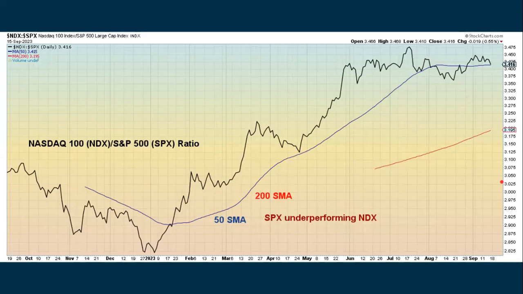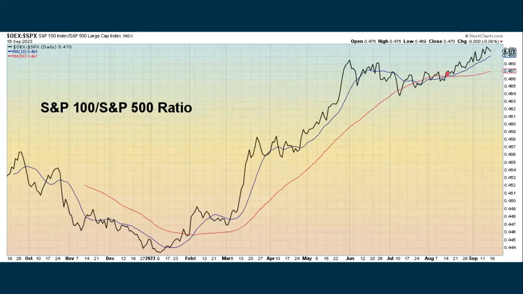Then we look at the NASDAQ 100, the big stocks that are mainly tech, and we compare it with the S&P 500, and both have been doing fairly well. Not so much lately, but in 2023, they're both up strong. This is still suggesting that the NASDAQ 100 is outperforming the S&P 500. We compare the S&P 100, the biggest stocks in the S&P, with the S&P 500, and they're continuing to outperform.